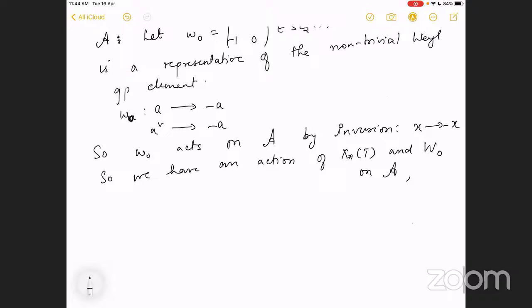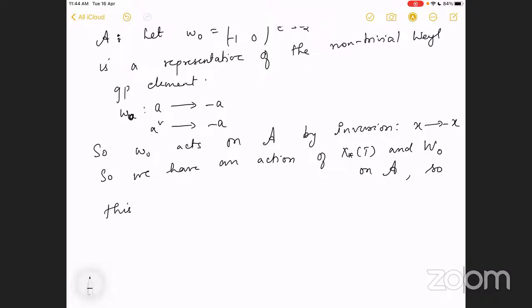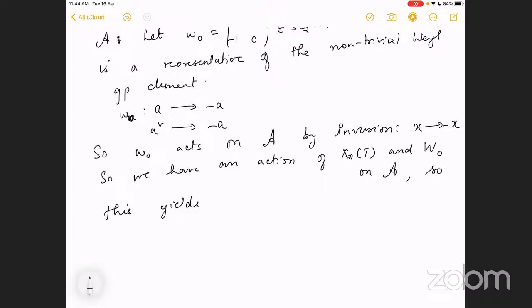So this yields, I mean, there is some checking to do here, but this yields an action of this group X lowest RT semi-direct product with W0. In this case, it is just Z semi-direct product with Z mod 2Z. Note that W0 acts naturally on X lowest RT. In fact, that's how we had defined the action on the apartment.